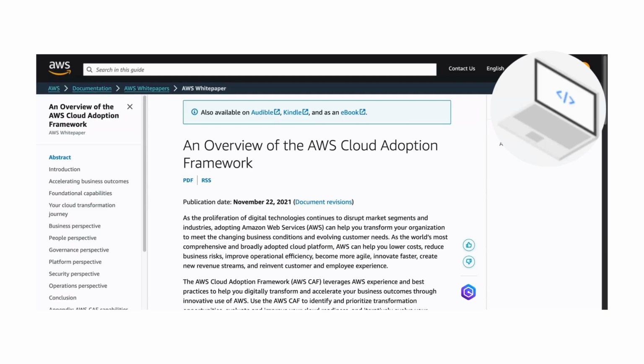the cloud. But learning about the AWS Cloud Adoption Framework is also crucial if you're preparing to take the AWS Certification exam or if you're preparing for job interviews. So let's begin.